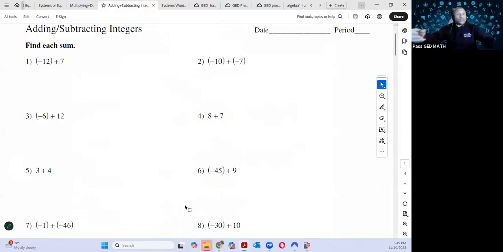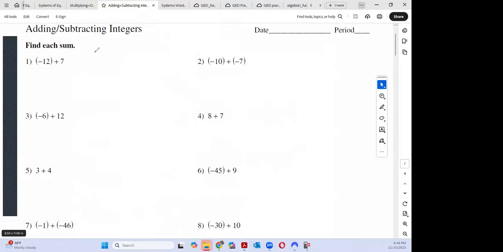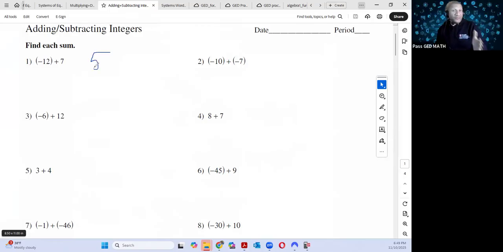What's minus 12 plus 7? So again, I'm looking at the two numbers. I got a minus 12 and I got a 7, right? I already know the difference between the two numbers. I don't care about their signs right now. I'm just looking at the 12 and the 7. What's 12 minus 7? It's 5.